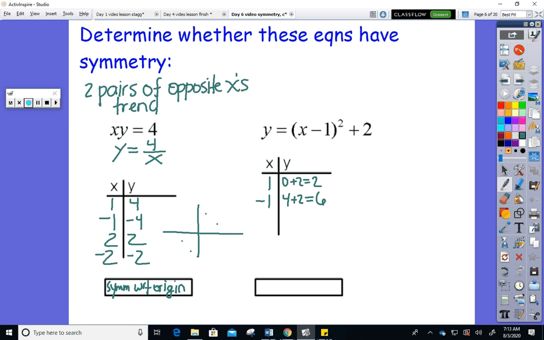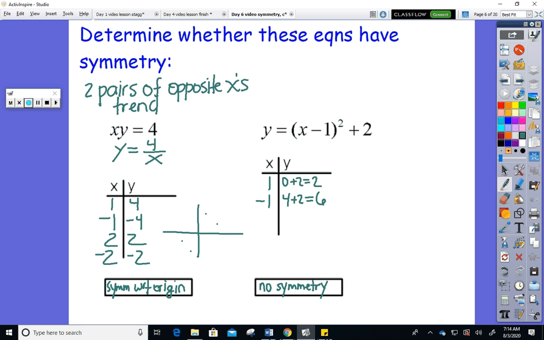If you find any pair of opposite x's that produces y's that are unrelated, this is telling you that it's not showing, I'll say no symmetry, but to be more precise, it's really that it's not showing symmetry of any type that we're talking about. So there's no symmetry with respect to the x-axis, the y-axis, or the origin.